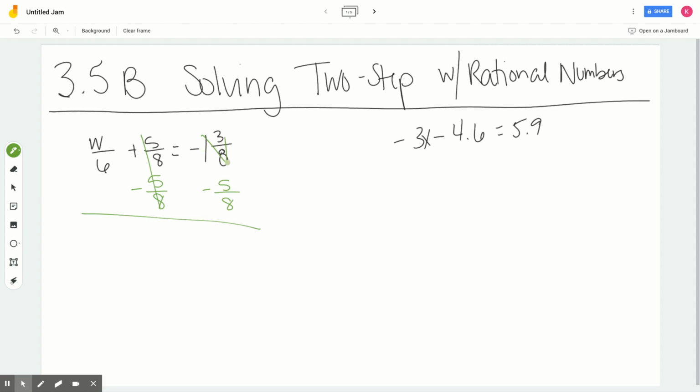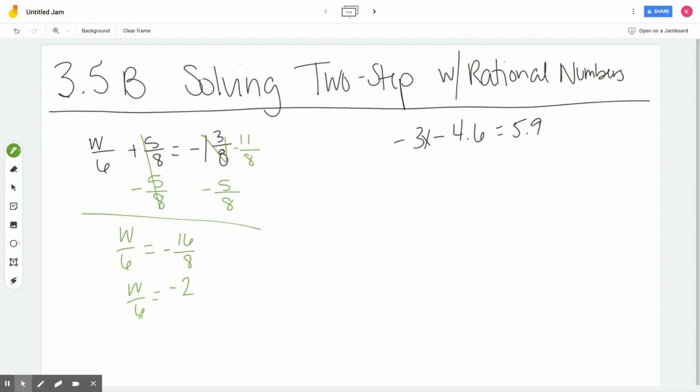So 1 times 8 is 8, plus 3 is 11. So we have negative 11/8. So W over 6 equals, they have the same sign, so we have to add them. 5 and 11 is 16. So we have negative 16/8. Now, we can reduce this. Negative 16 divided by 8 is negative 2. So W over 6 is equal to negative 2.